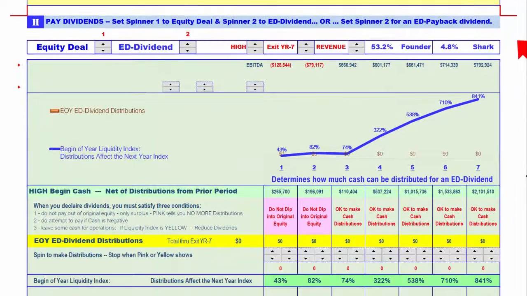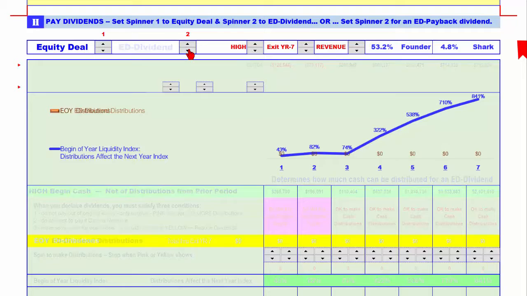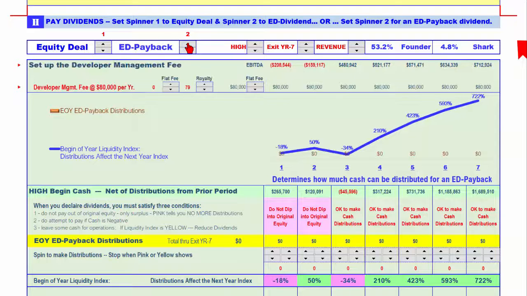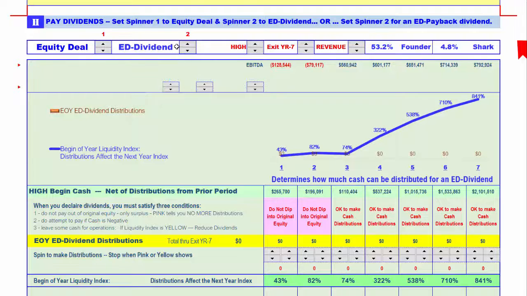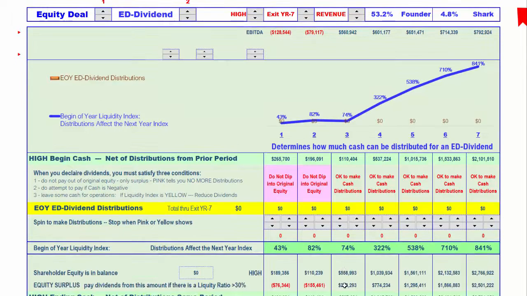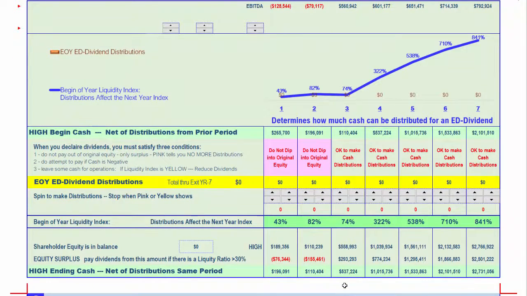So first, let's do an equity dividend deal. Now, the way you do that, of course, is you come down to this spinner and see it says equity or ED payback. We're not going to do that one yet. We're going to set it at the equity dividend. Right here, we can see the internal rates of return for the founder and the shark. It's handy to watch this. All right, so let's come down a little bit further so we can see all this. I have to make sure that we're on the screen, which we are.